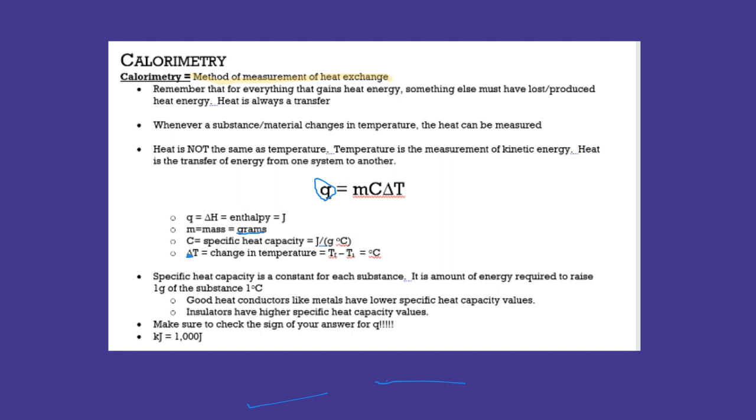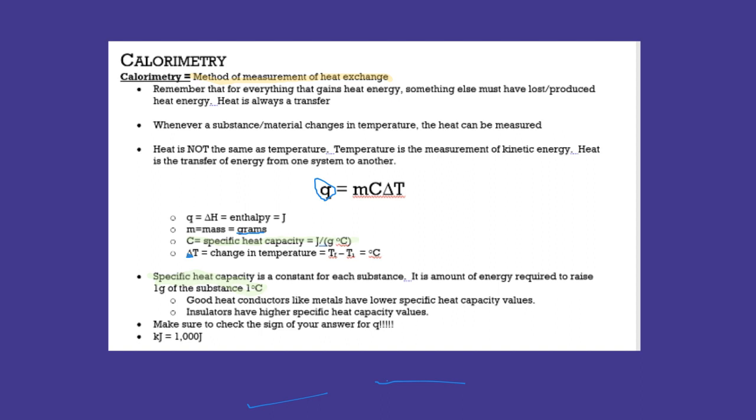Okay, so we're going to take a more in-depth look at the specific heat capacity. You see it down here, and that's also up here. The reason why specific heat capacity is important is sometimes you're not asked to solve for Q. You're just asked a question about a substance. What we know is good heat conductors like metals are going to have lower specific heat capacities. The reason for that is that specific heat capacity is the amount of energy required to raise 1 gram of the substance 1 degree Celsius.